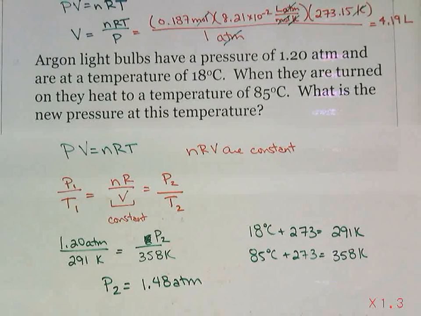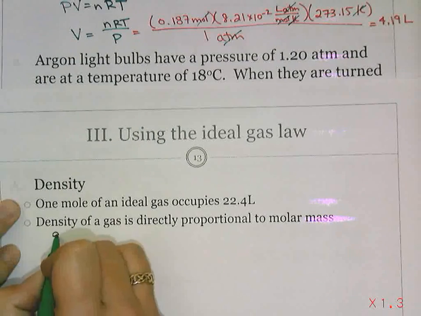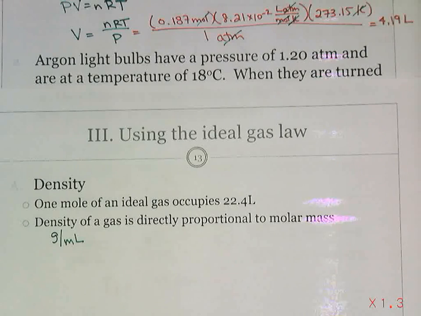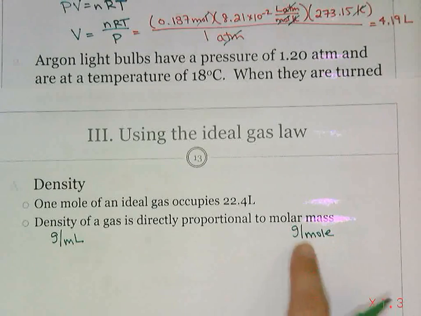All right, one more way that we can use the ideal gas law to figure out things going on with our gases is we can use the ideal gas law to determine how density works. It's known that 1 mole of ideal gas occupies 22.4 liters. And density, which is grams per milliliter, is directly proportional to its molar mass, which is grams per mole. So these two are directly related. The more moles, the more grams, the denser it is.